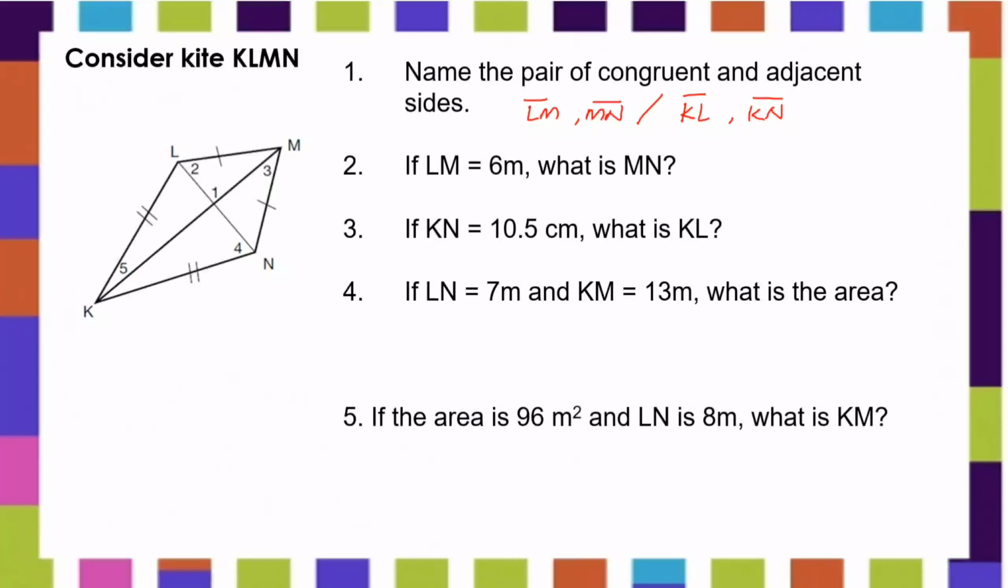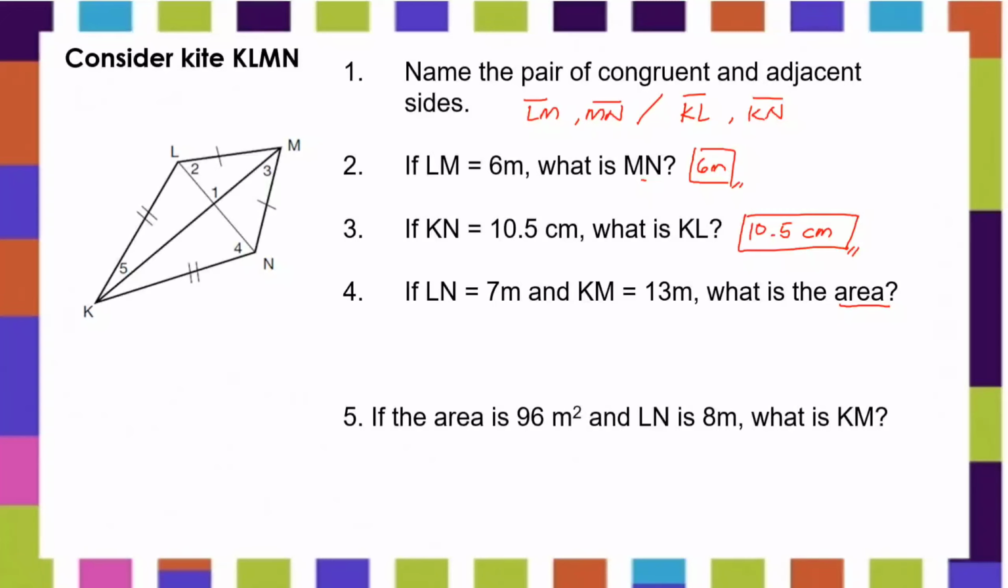Now, number 2. If LM is 6 meters, what is MN? Take note that LM is congruent to MN. Ibig sabihin kung ano measure ng LM, yun din yung measure ng MN. So, if LM is 6 meters, therefore, MN is also 6 meters. Ganon din sa number 3. So, since KN is congruent to KL, at ang measure ng KN ay 10.5 centimeters, ibig sabihin yung KL ay 10.5 centimeters din. Okay? Next. Number 4. So, sa number 4, ang hinahanap natin ay area.